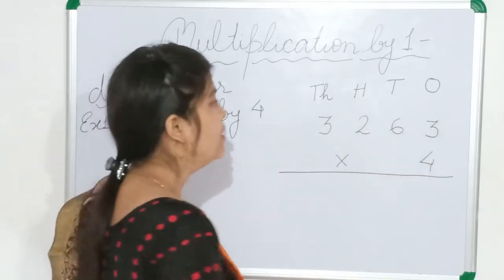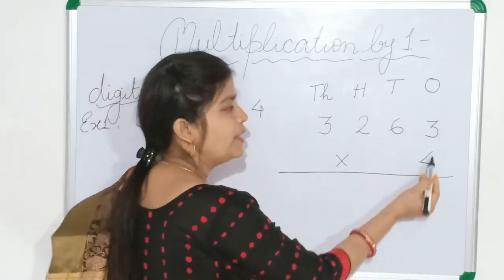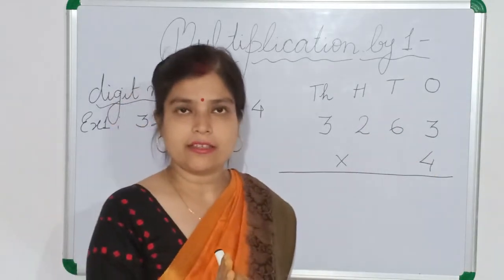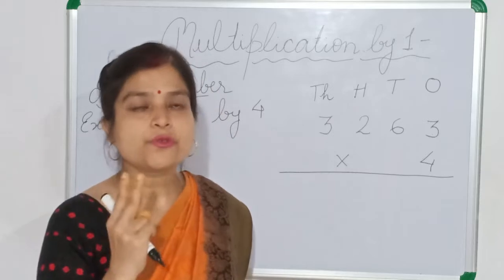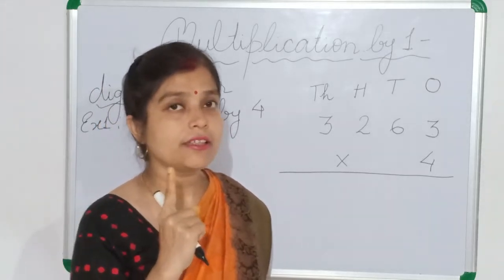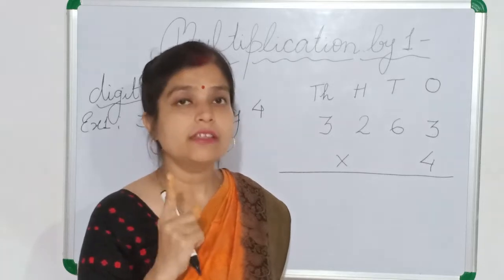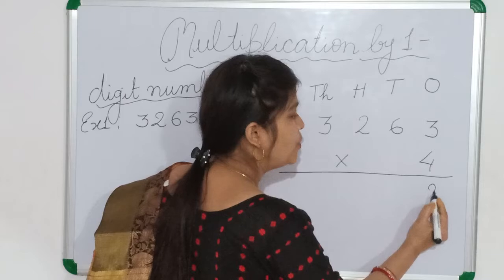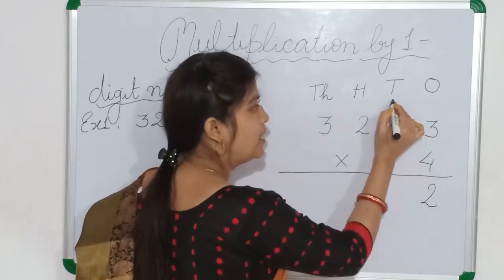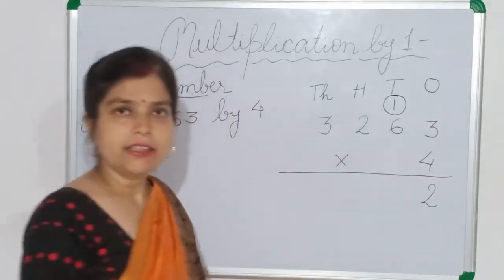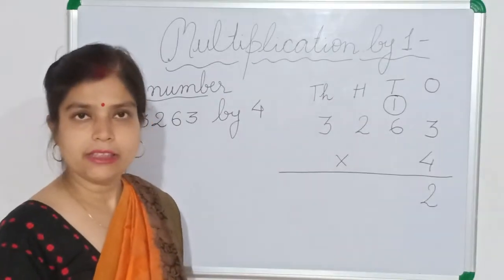So first of all, 4 into 3 will be 12. It will be 12 ones. In 12 ones, how many ones are there? 2 ones and 1 tens. So below the ones place we will write 2, and 1 tens I will carry over here, because I have to write in the tens place only.